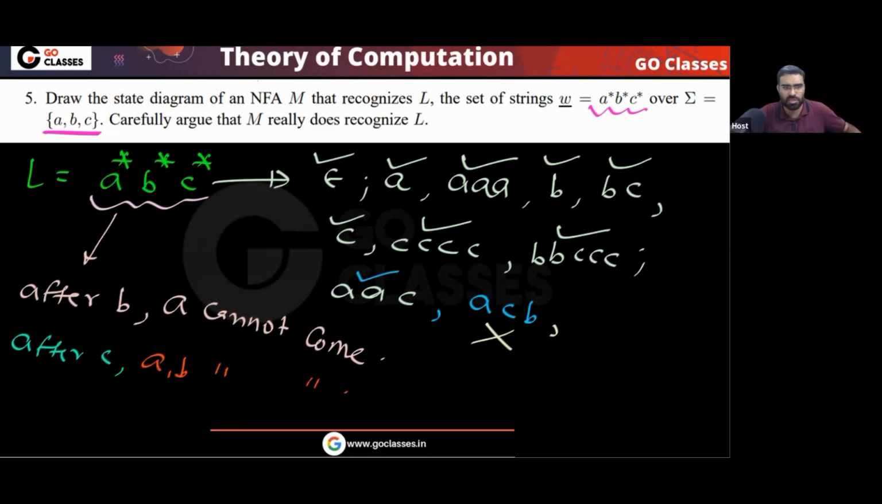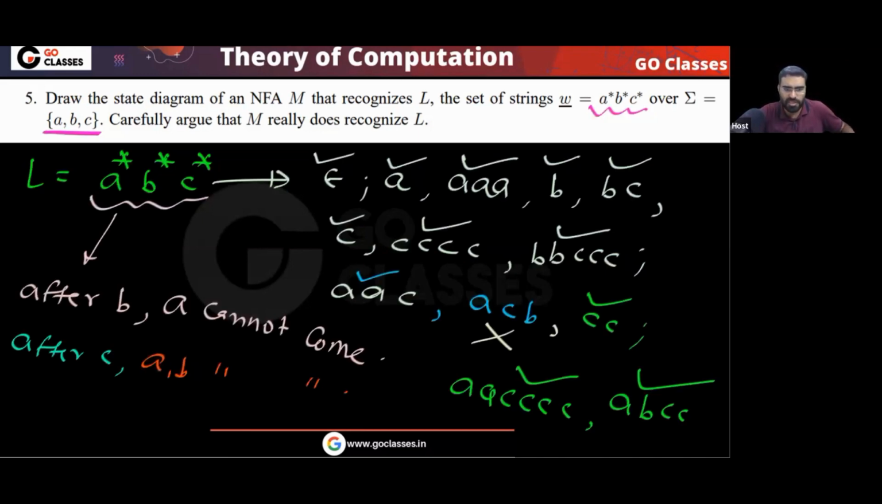Okay, very simple. So this is the idea. You can see these are the strings that should be accepted. For example, double C is also accepted. A, C, C, C is also accepted. A, B, C, C is also accepted. So these are the strings that are accepted.